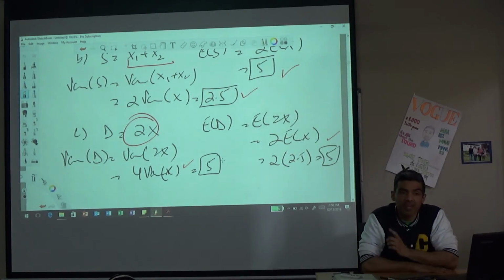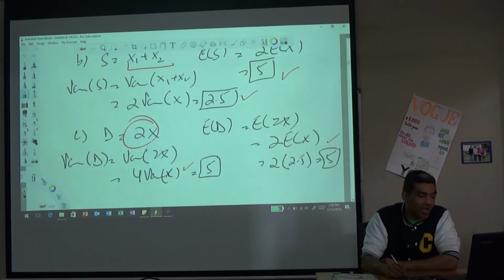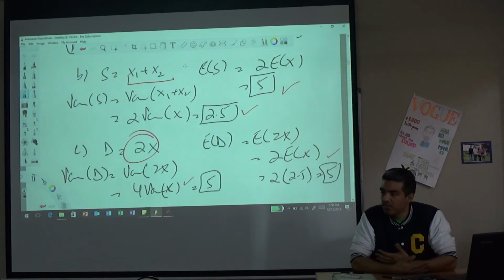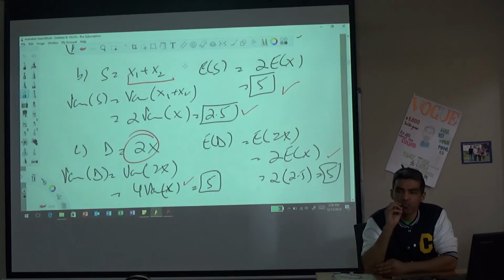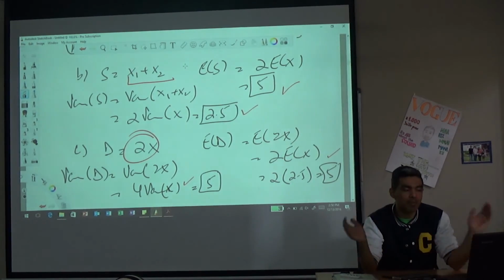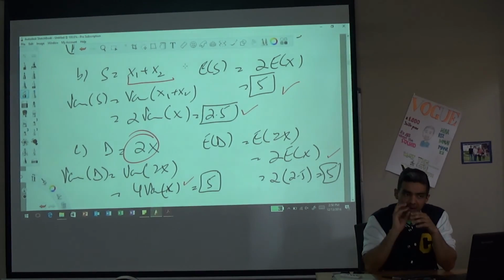So you have to be very careful in the question about where you have to add multiple instances and where you are taking a multiple of the random variable. Summing multiple instances is not the same as multiplying the random variable.